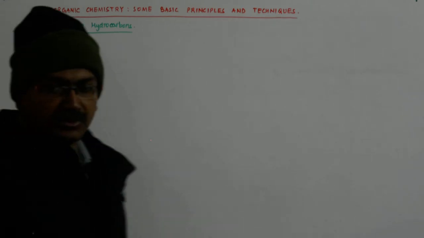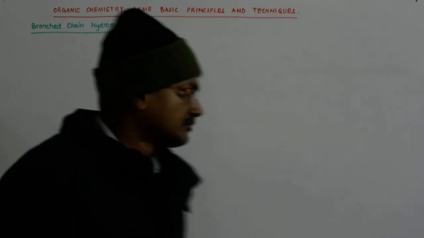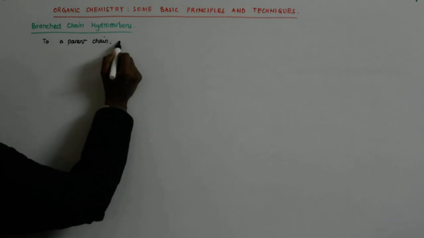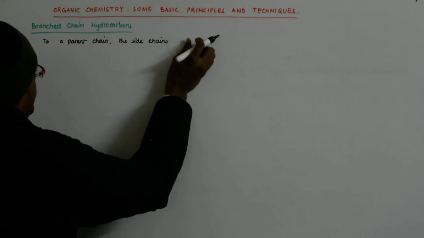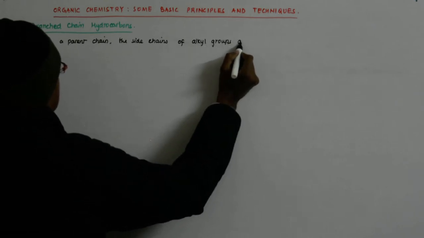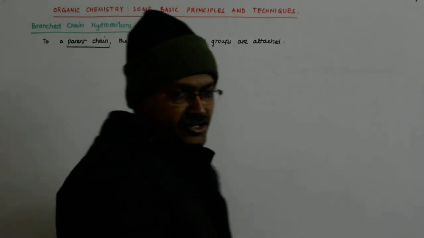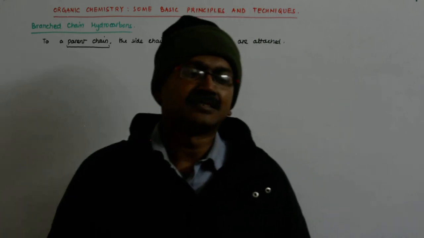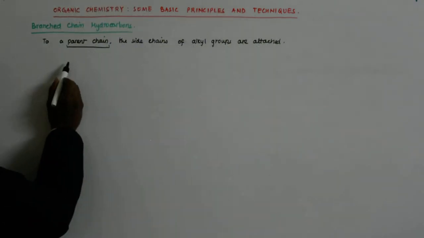We come to branched chain hydrocarbons. We'll see that there is a parent chain, okay? To a parent chain, the side chains of alkyl groups are attached. We'll soon see what technically we mean by a parent chain. But for now, for simplicity, for understanding's sake, you just think that it is the longest chain. This is the longest chain, and while identifying the longest chain, it need not be a straight chain.